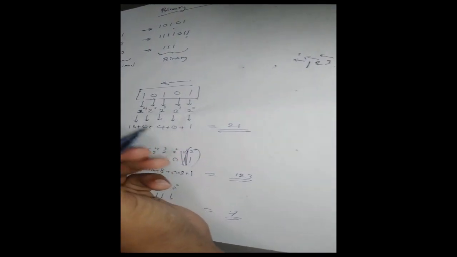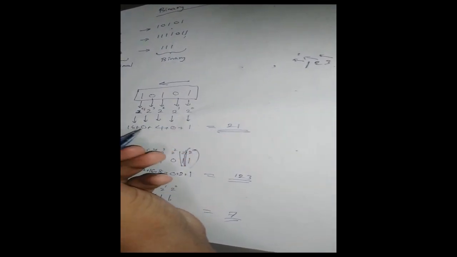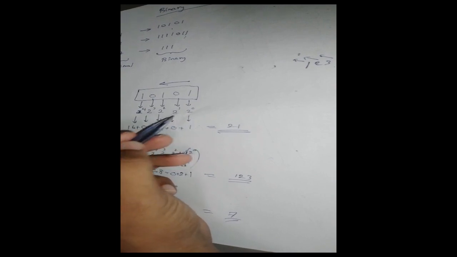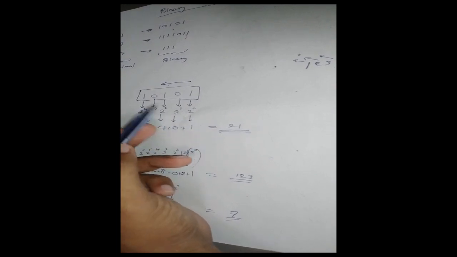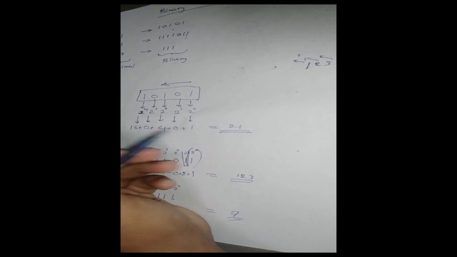So like we have done in this conversion here, you can get the values from the powers of 2 and then add all the values to get the final decimal value. Okay, that's how we do the conversion from decimal to binary and binary to decimal. Thank you.